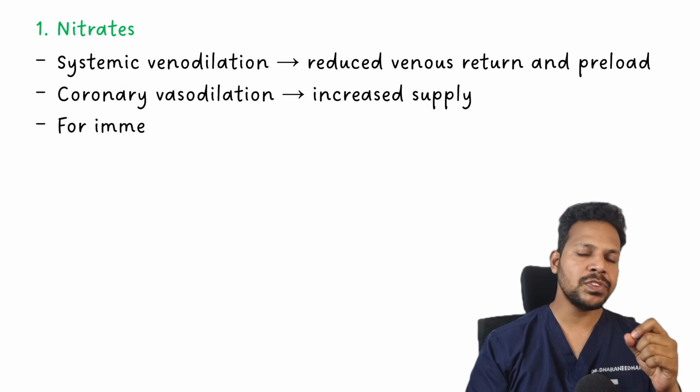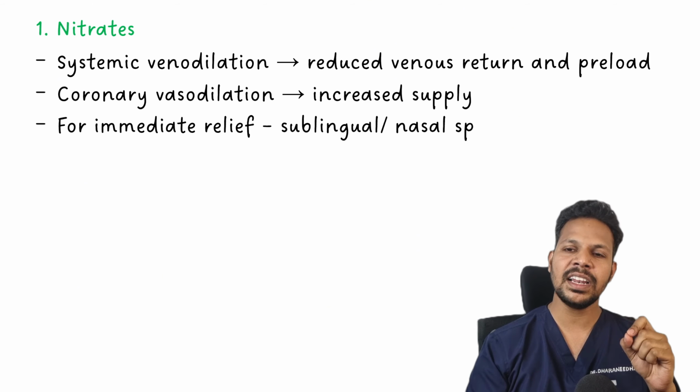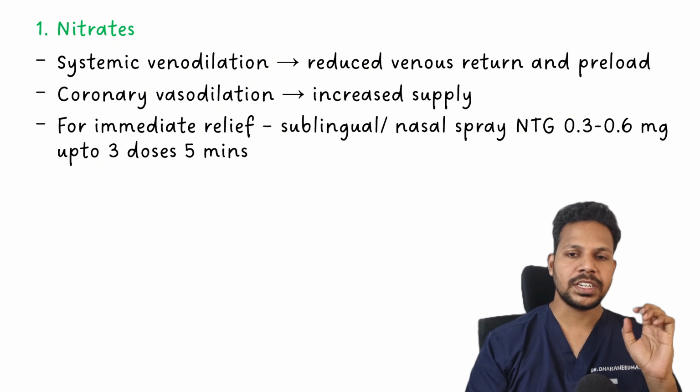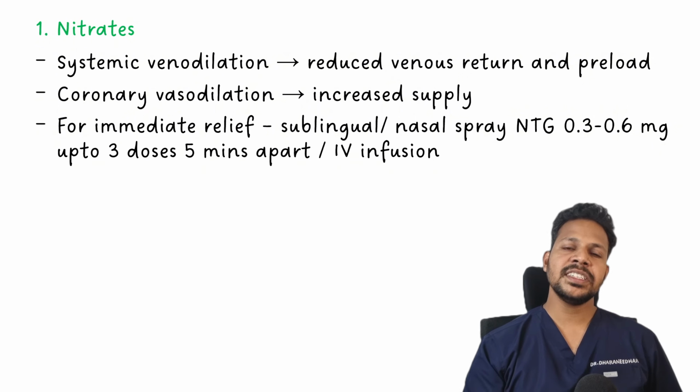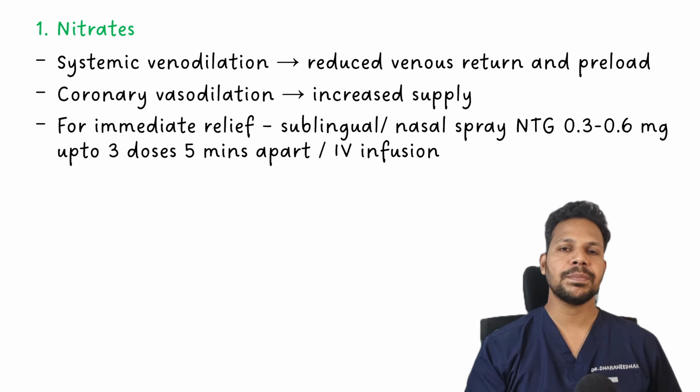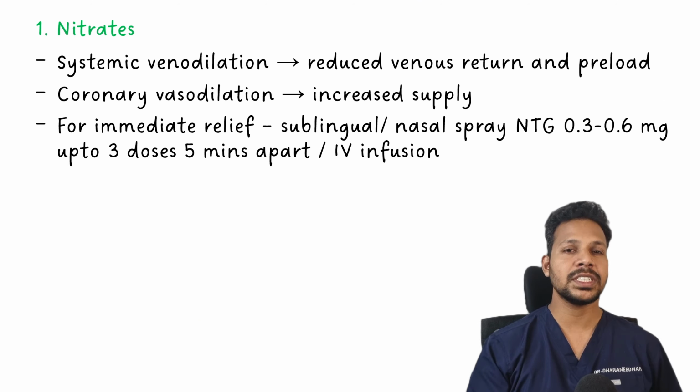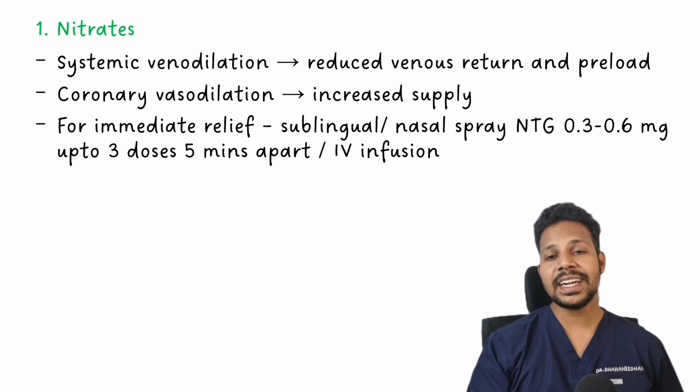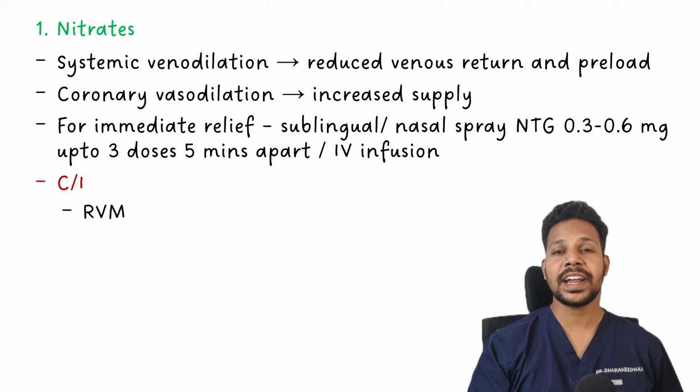And for immediate relief, you will use sublingual or intranasal spray of nitroglycerin. This is usually used at a dose of 0.3 to 0.6 milligrams up to 3 doses 5 minutes apart, or you can also use intravenous infusion if the patient is not responding to the sublingual or intranasal spray. These nitrates are contraindicated when the patient has right ventricular MI.